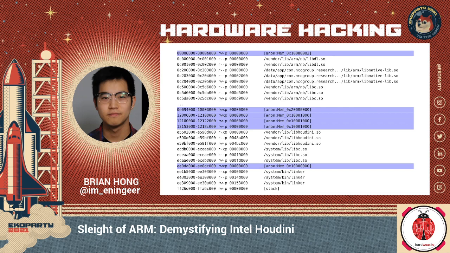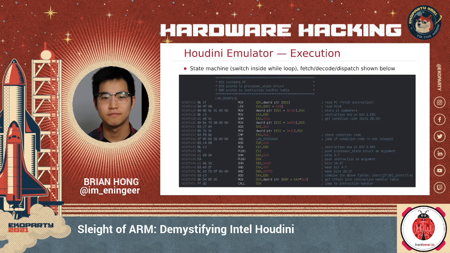So moving on, the actual execution loop. I mentioned earlier it's basically a switch statement inside a while loop. This screenshot shows the portion where the interpreter reads the ARM instruction and jumps to the proper instruction handler depending on which instruction it is. You can see my comments on the right, but I will have C equivalent code on the next slide. So this is the fetch, decode, dispatch.